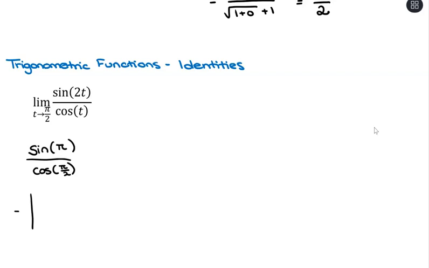So with that, I just want to think of the unit circle. So sine of pi would be over here, and if we're looking at -1, 0, it would be equivalent to the y coordinate. And then cosine of pi over 2 would be up here at 0, +1, and cosine uses the x coordinate. So this is giving us a 0 over 0, which is not going to work for us.